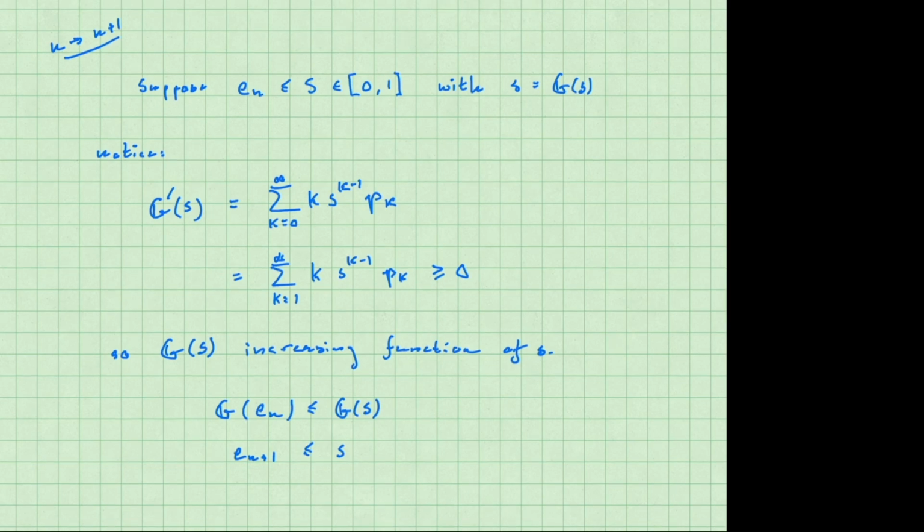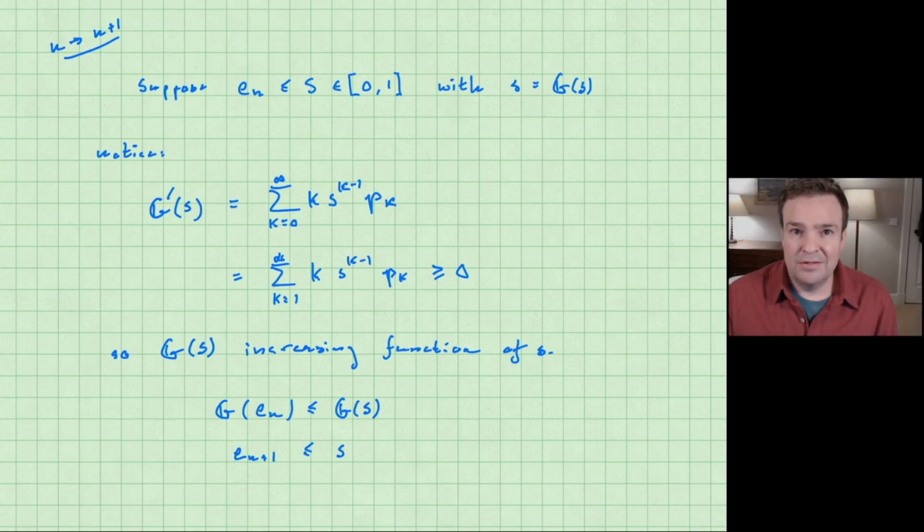So there you have it. We've seen what extinction is for Galton-Watson processes, and we've seen how extinction probabilities relate to each other at different times, and how extinction probabilities relate to the generating function for the offspring distribution. And that's all for today.